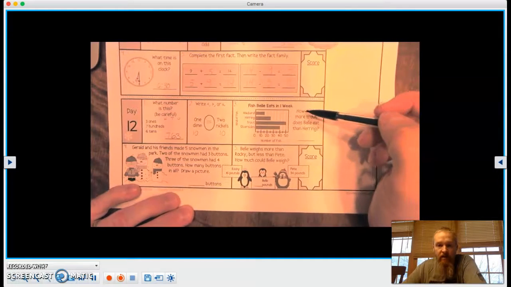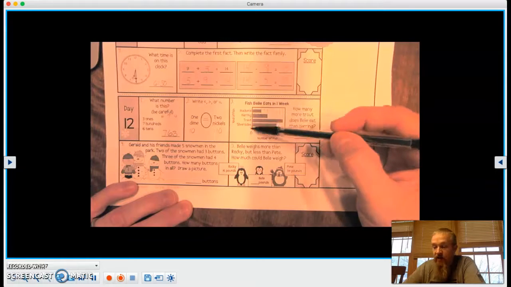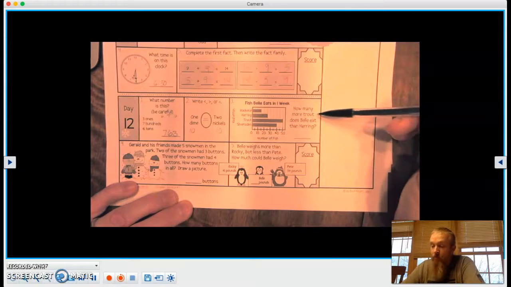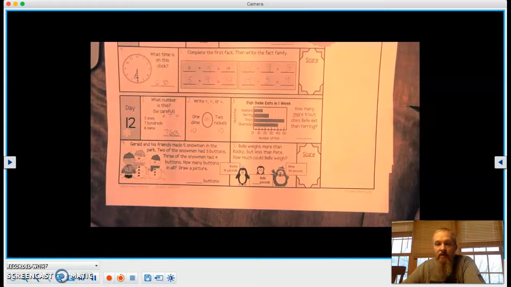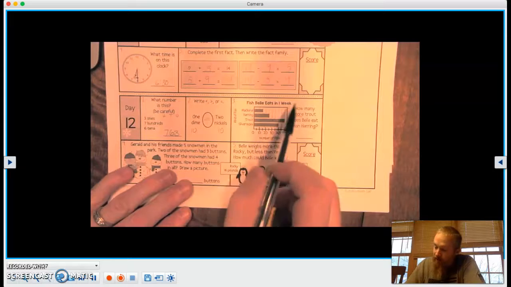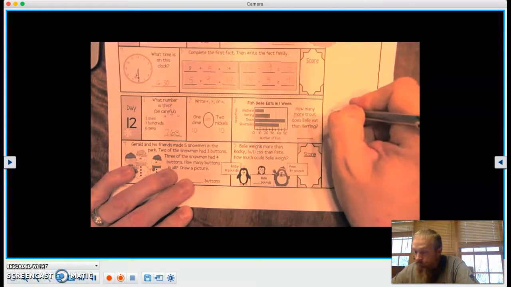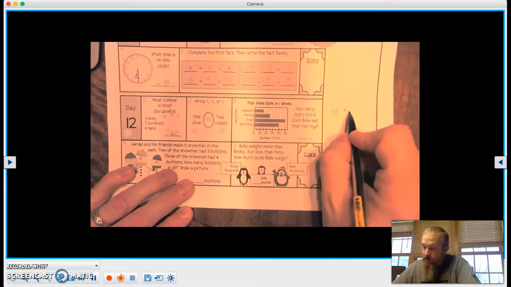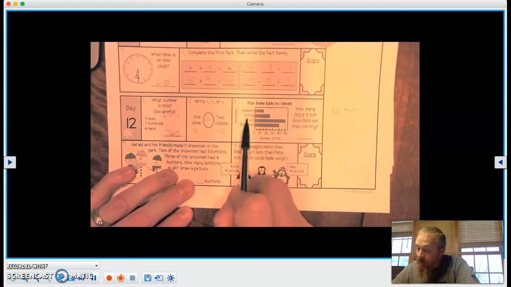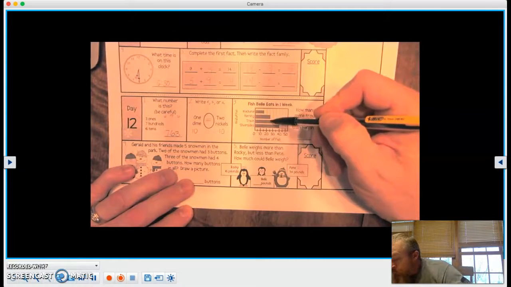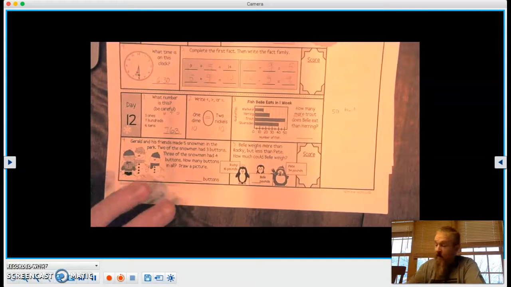All right, fish Belle eats in 1 week. So we have mackerel, herring, trout, and silver sides. Those are the different kinds of fish. And then how many more trout? How many more? Oh, that's a big word. How many more trout does Belle eat than herring? So we're going to look at the trout, which is all the way out here to 50. Trout. And herring. So herring I look at right here. That's halfway between 20 and 30, so that would be 25, yes.